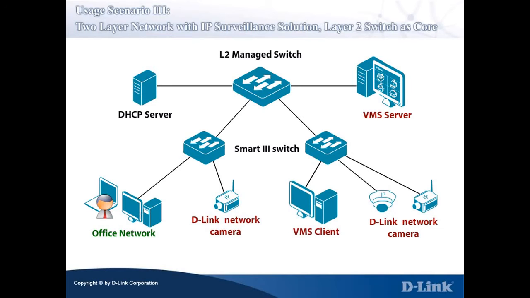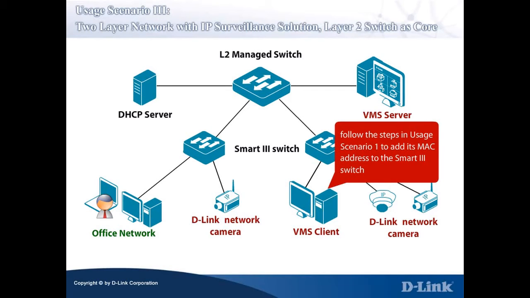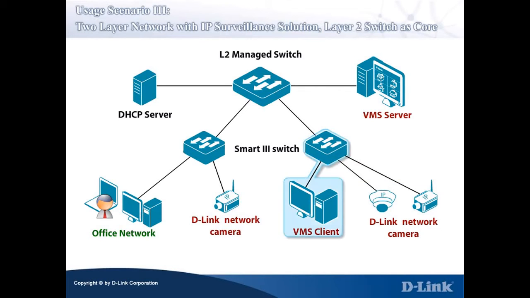For VMS Client, follow the steps of the User-Defined MAC settings in Usage Scenario 1 to add its MAC address to the Smart 3 switch. The VMS Client will be recognized by the Smart 3 switch and be put in the Auto Surveillance VLAN. The packets sent from the VMS Client have the priority set to high. We can verify the IP surveillance configuration in the Smart 3 switches by the following steps.